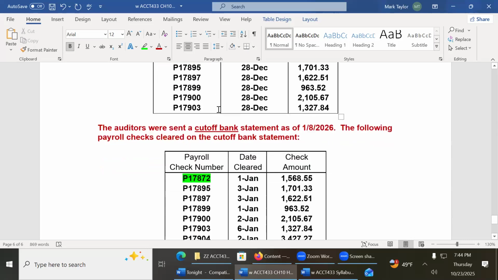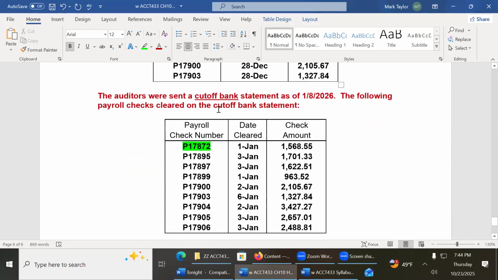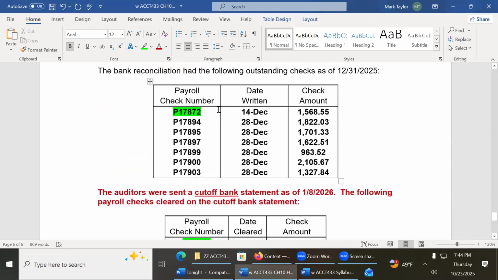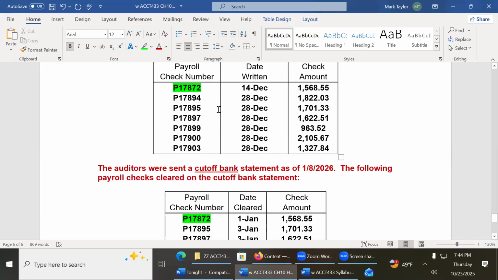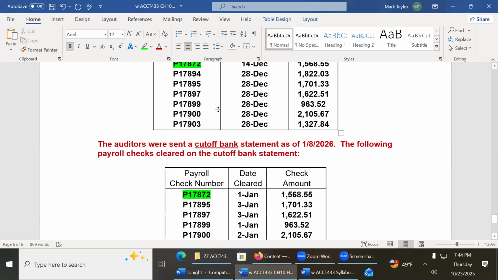$17,817,894. That one did not clear. $17,815. That one did clear.